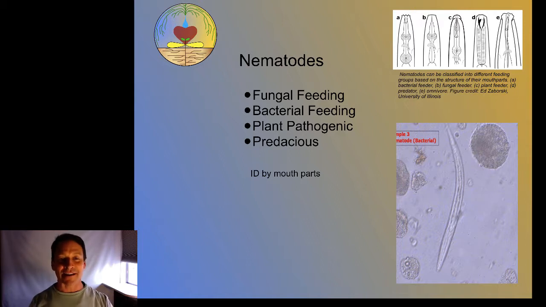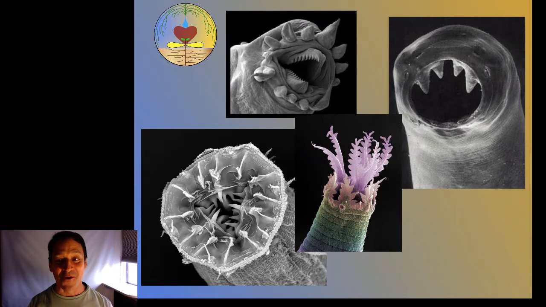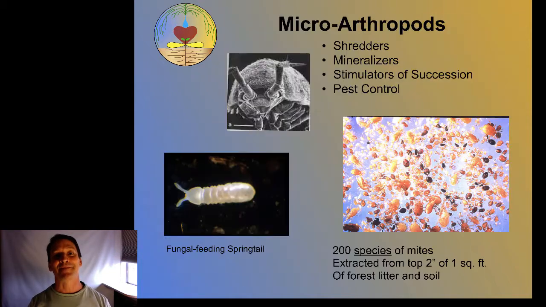So nematodes are classified by their mouth parts. They've got fungal feeding, bacterial feeding, plant pathogenic feeding, meaning that you've probably heard of the root knot nematode in tomatoes, good example, and then predaceous, where they'll actually eat each other. So they're all ID'd again by their mouth parts, and their mouth parts are pretty cool. You can see ones that are nice and soft that might be for lapping up bacteria. Others are quite vicious looking that might be predaceous or plant pathogenic.